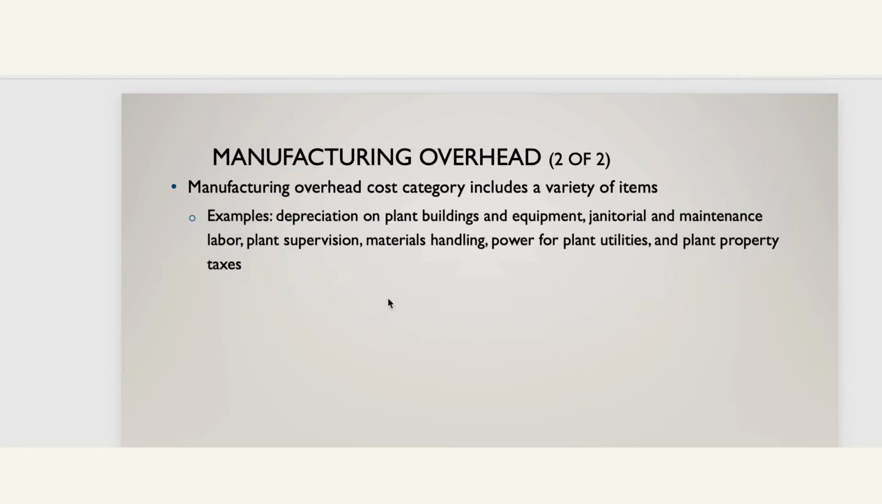So the kinds of things that are included in manufacturing overhead would be things like depreciation on your plant buildings, or maintenance labor, supervision, materials handling, electricity and property taxes, things like that for the productive activities of the manufacturing plant.